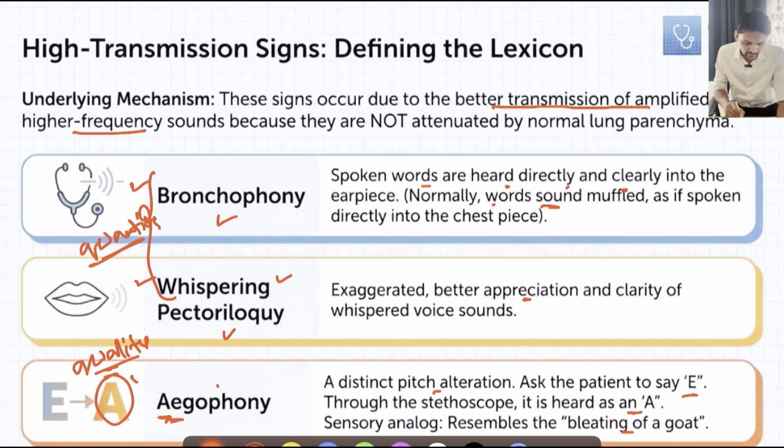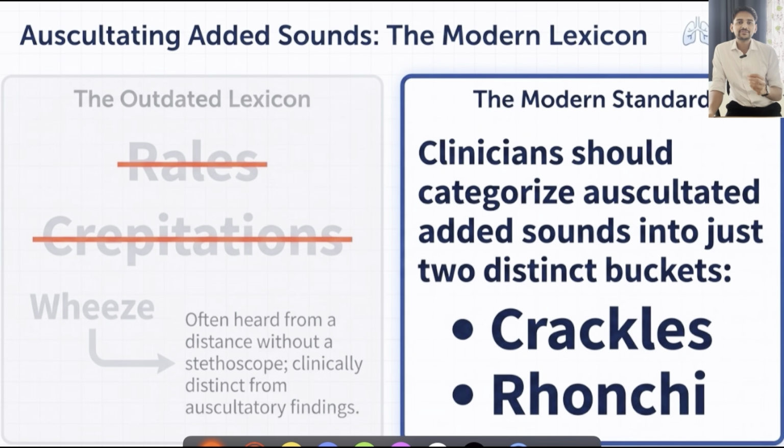Whatever we write as egophony, you just reverse these letters. Ask them to say E, it will be heard as A. So once the intensity of breath sounds is being focused, the type of breath sound is being noticed, and we have examined for vocal resonance as well. Then focus upon the presence of any adventitious sounds.